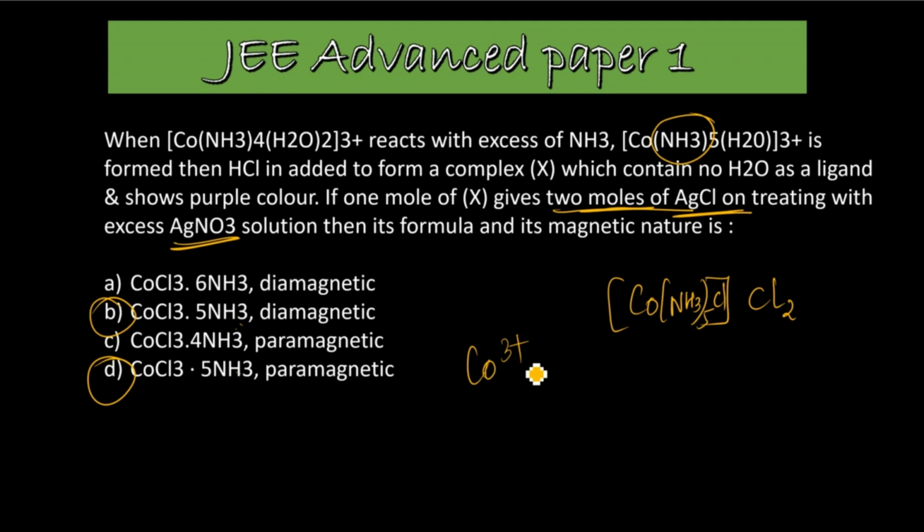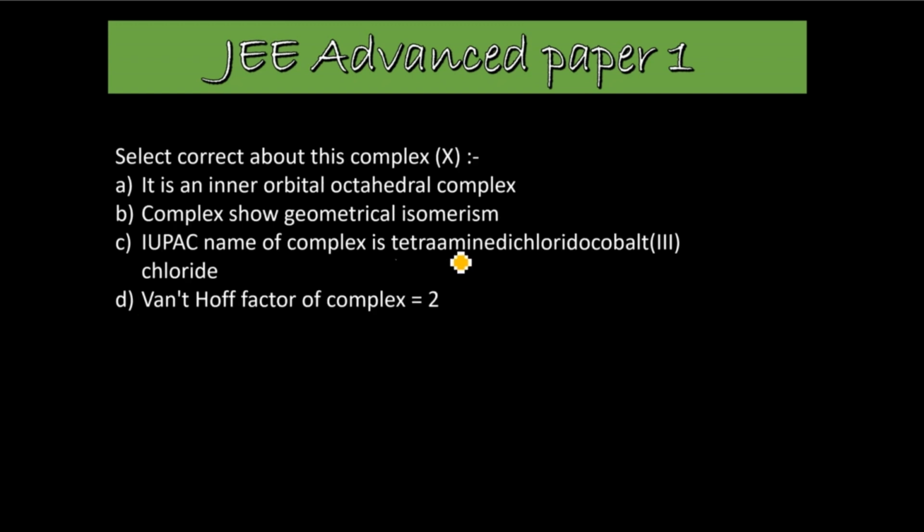So for 3 plus, what would be our magnetic moment? That is paramagnetic or diamagnetic. So cobalt 3 plus will have 3d6. With this cobalt complex it acts as a strong field, which can produce the diamagnetic compound, right? The next question is, it is an inner orbital octahedral complex. Yes, that is true. It is undergoing the pairing up. So it is an inner orbital octahedral complex.